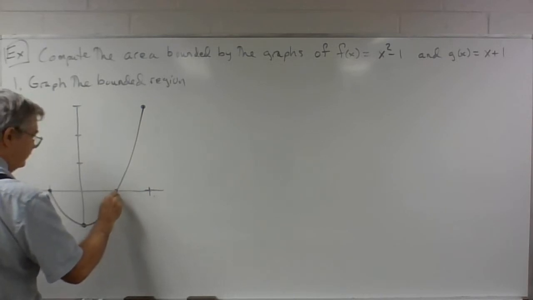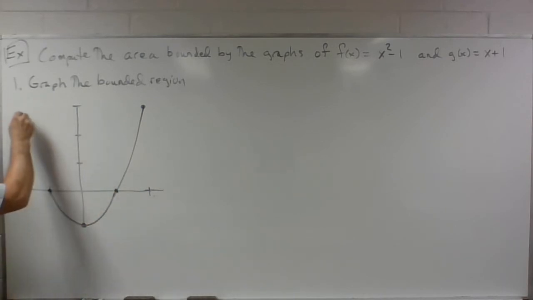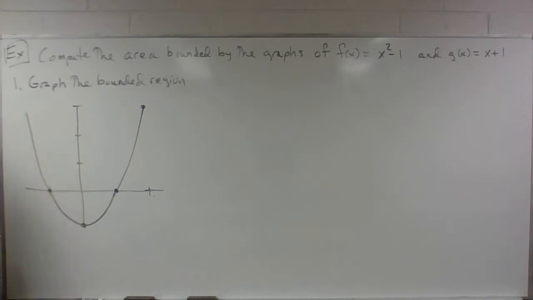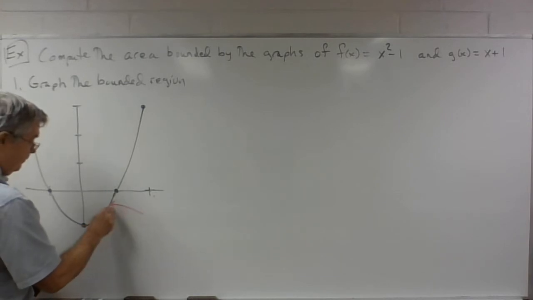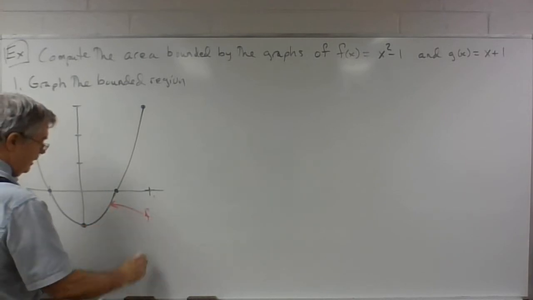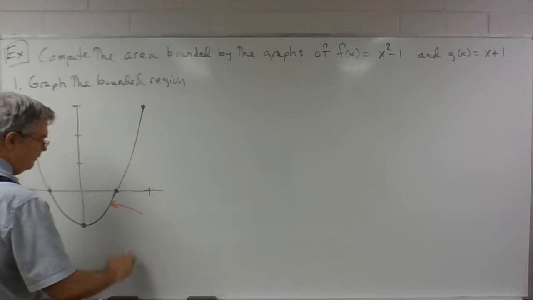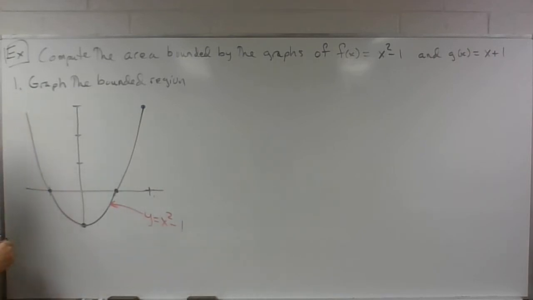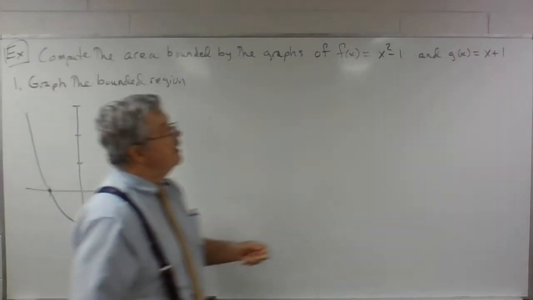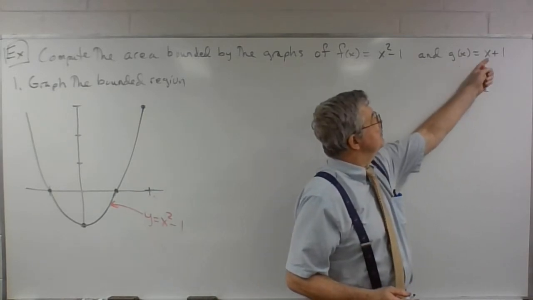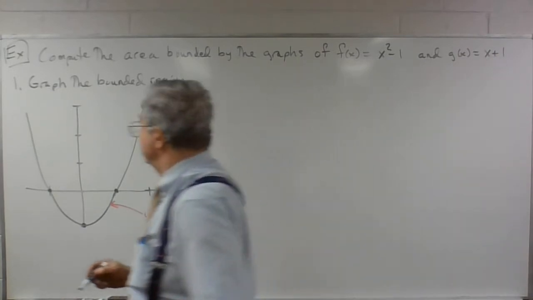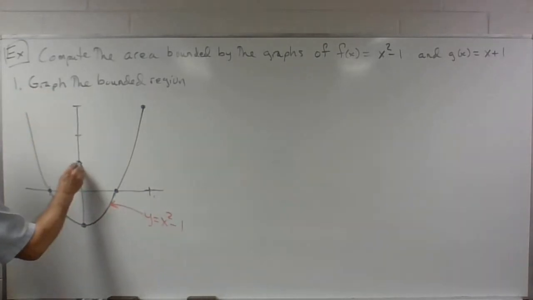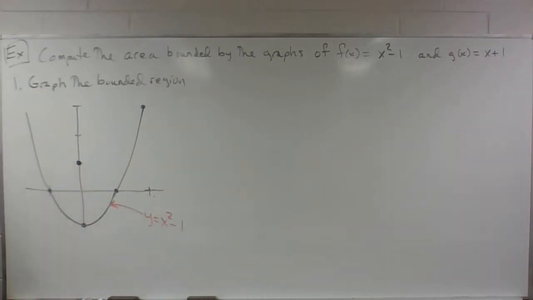Well, I didn't do this justice, did I? Here's our graph. And I'll say y, I won't say f of x. I'll say y equal x squared minus 1. And this other graph, y equals x plus 1. It has a y-intercept of 1. And it has slope 1.